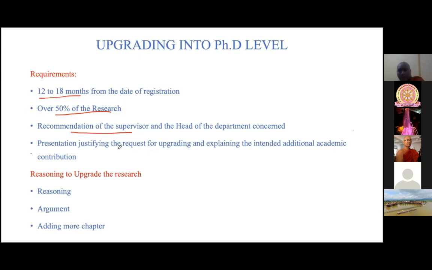Okay, recommendation from the supervisor and head of department concerned. Then a presentation justifying the request for upgrading. You have to do what is called an upgrade presentation here. We call it upgrade presentation. For the upgrading, you justify the request, explaining the intended additional contribution.